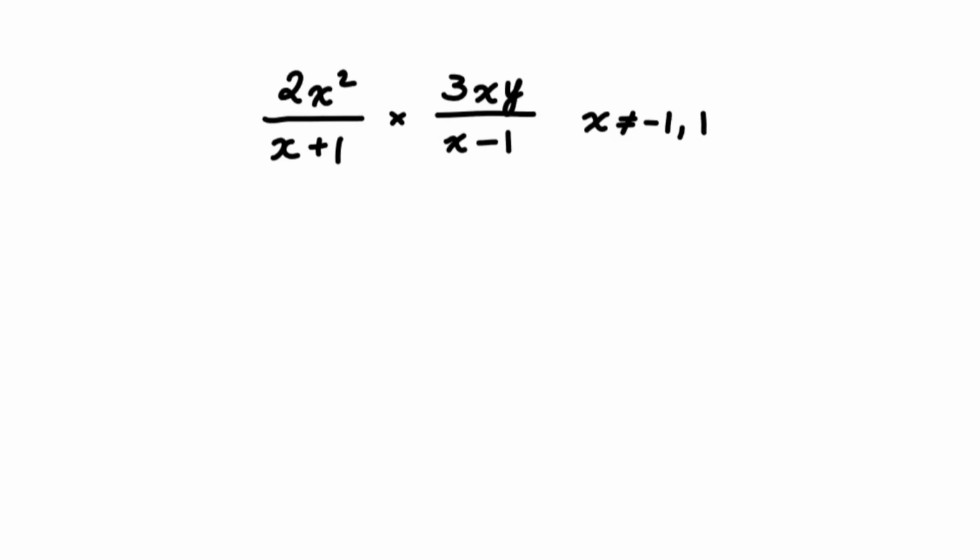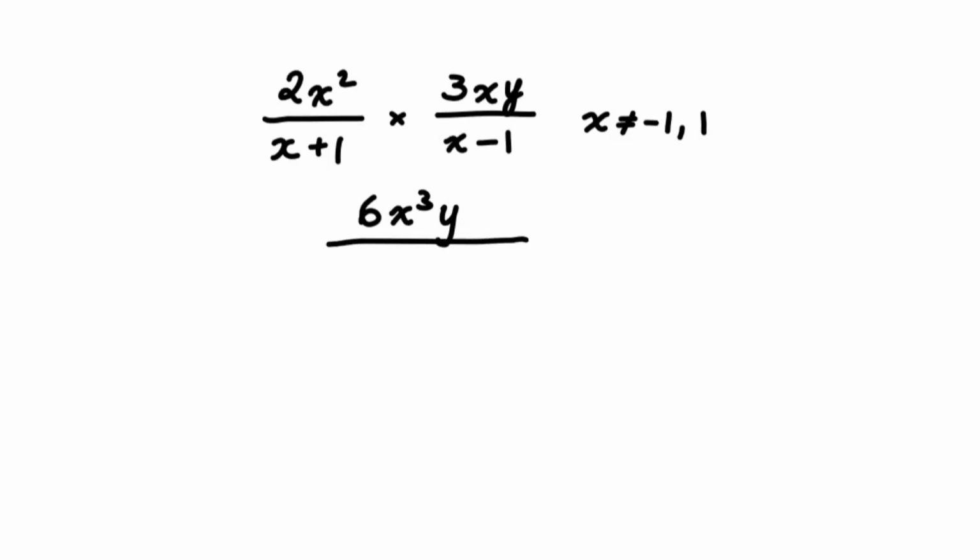So we can go ahead and multiply numerator by numerator, denominator by denominator. Let's multiply the numerators first. We multiply coefficients. 2 times 3 is 6. X squared times x to the power of 1: we keep the base, add the exponents, x cubed. And y exists only in the second expression, so we're going to multiply by it: 6x cubed y.